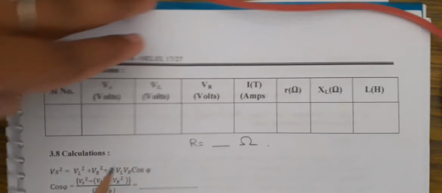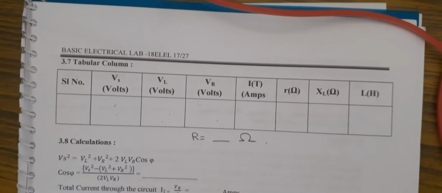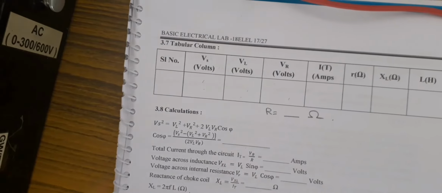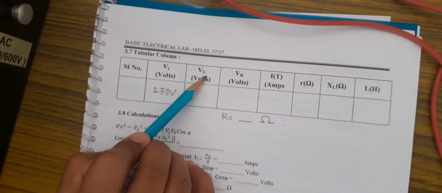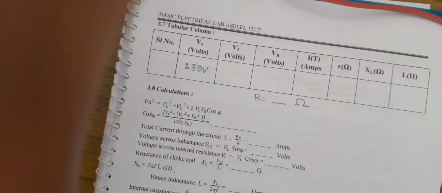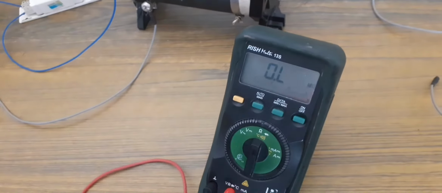In the tabular column, you have Vs, VL, VR. Vs is nothing but the supply voltage, what you are seeing in this particular voltmeter. So what is the range we have? 230 volt. Coming to the next, VL. VL is nothing but the voltage across the choke coil. In order to measure the voltage across this choke coil, you have to take the help of the multimeter.